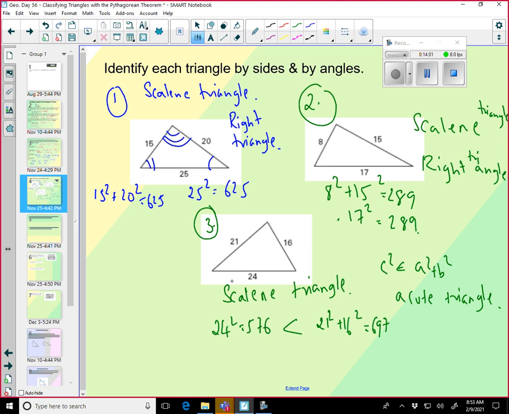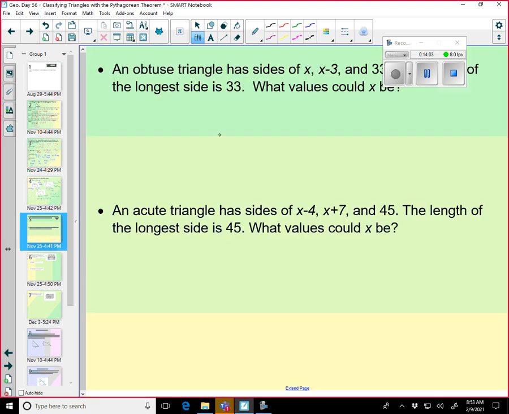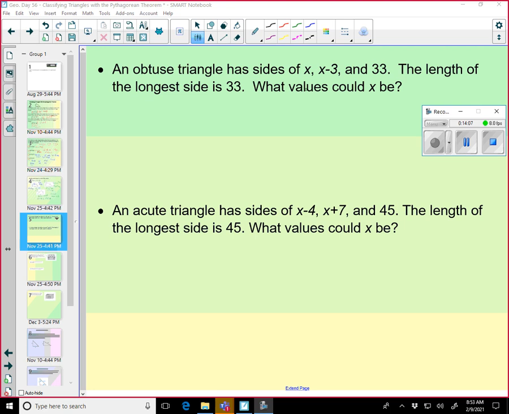Let's see the next slide. An obtuse triangle has sides x, x minus 3, and 33. The length of the longest side is 33. What values could x be? Okay, so we will get equations.